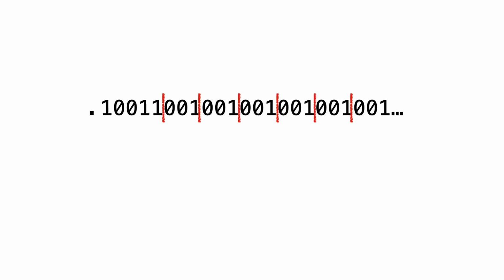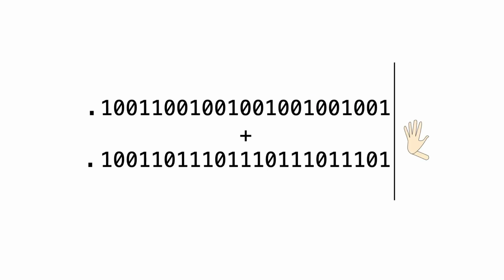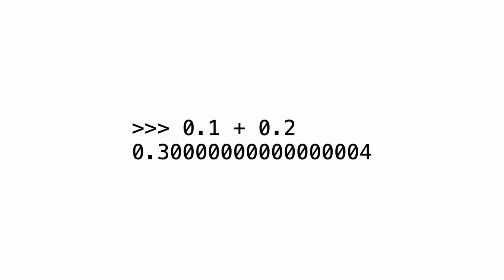But some binary numbers have repeating sequences, like this number. This binary number also needs to be truncated somewhere. Perhaps here, or here. It does not matter where it is truncated. This binary number will always lose precision when it is truncated. So when truncated binary numbers are added, the result is also not precise. And that is what you see when Python shows the result.